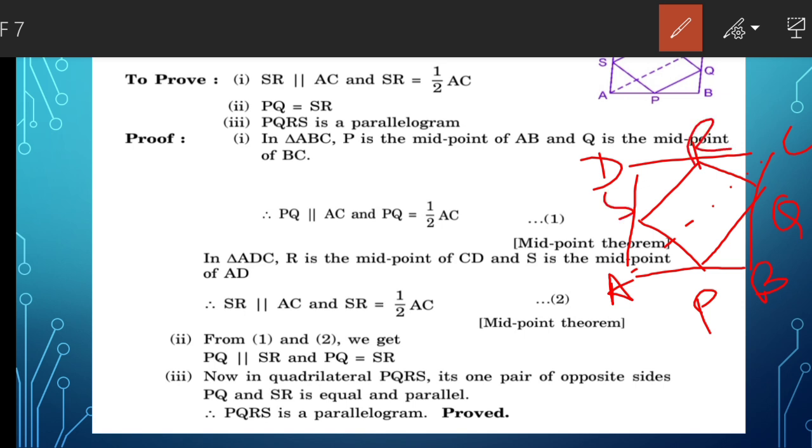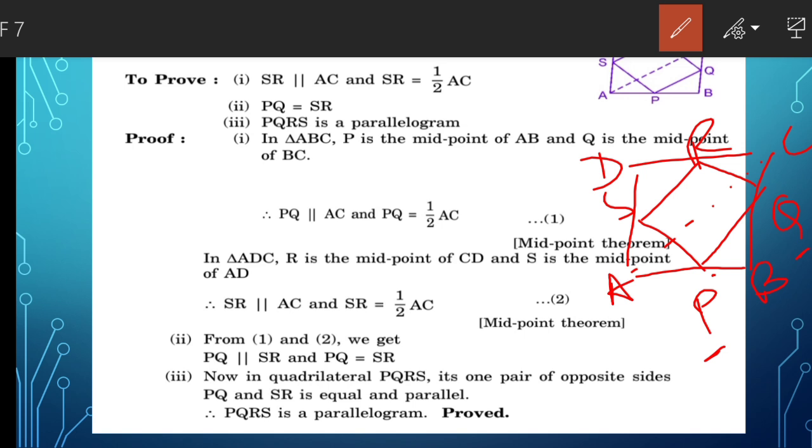So, first we are considering the triangle ABC. So, the bottom part of the triangle we are considering. Here, P is the midpoint of AB and Q is the midpoint of BC. By midpoint theorem, we know when we draw a line using these midpoints, it is parallel to the third side of the triangle. So, here the third side of the triangle is AC. So, we can say PQ is parallel to AC and PQ is half of AC. So, this is by midpoint theorem.